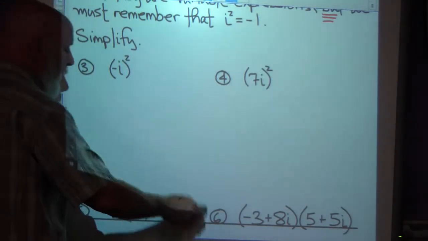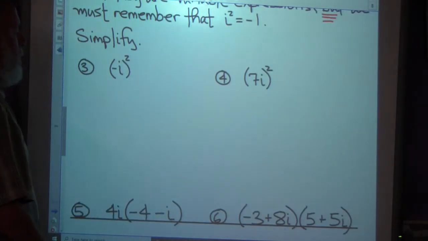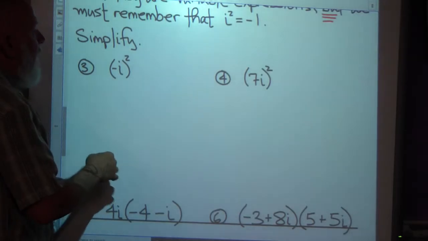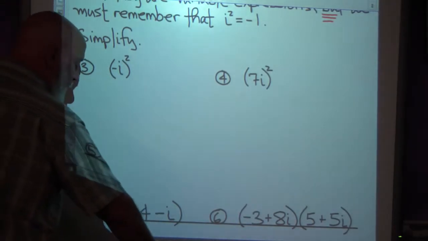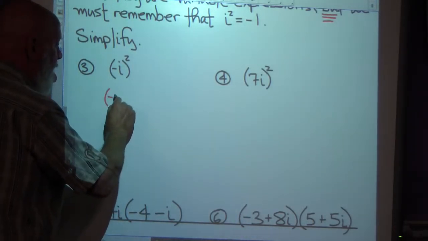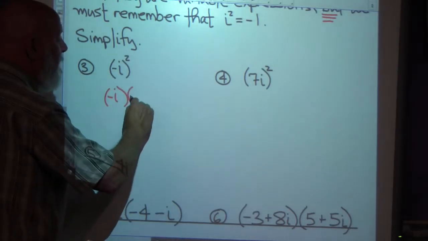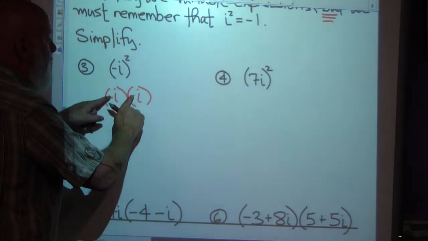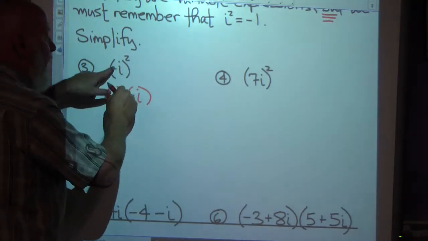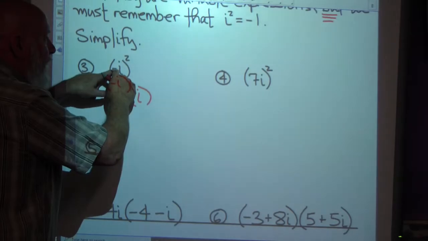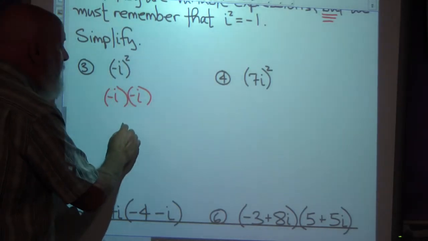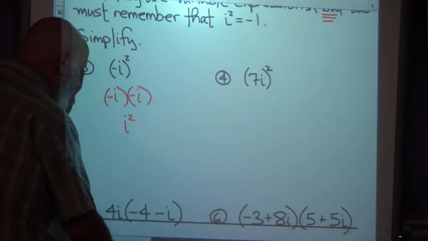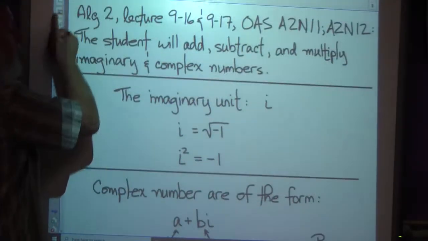Better yet, I'll look at it this way. Negative i squared is negative i times negative i. This will give me the i squared, and negative times negative is positive. Whenever I square this negative in here, negative times negative is positive, this is going to give me positive i squared. And i squared, by definition, is negative 1.